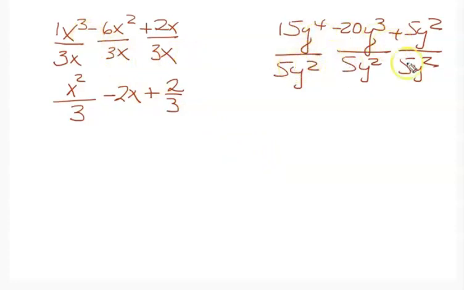And again, part B, I put the common denominator under each one. 5 will go in the 15 3 times, y to the second. Now there's a negative. 5 goes in the 20 4 times. 2 subtracted from 3 leaves me just y to the first. Now this is interesting. Notice 5 over 5 is 1, and y to the second over y to the second is 1. So 1 times 1 is 1.